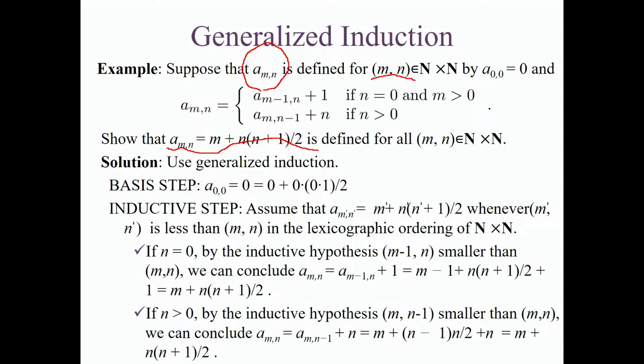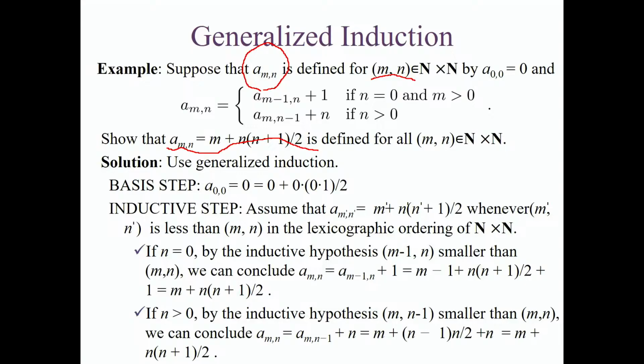Okay, next, let's see the inductive step. Assume we have another term, A(m',n'), and it follows the equation m' plus n' times (m' plus 1) divided by 2, because (m',n') is less than (m,n) in the lexicographic ordering. So that's our inductive hypothesis: if the order is less than (m,n), then it follows this formula.